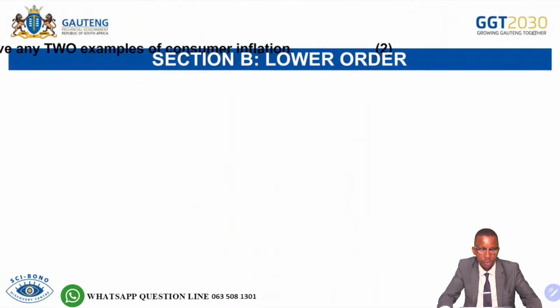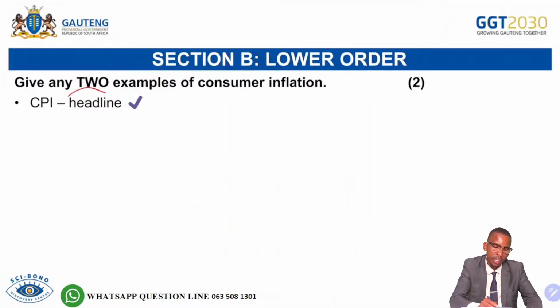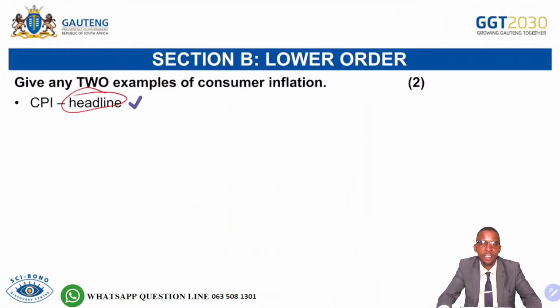Then we continue. Give any 2 examples of consumer inflation. Remember, now we are going to inflation. Remember, inflation is regarded as the significant increase in general price level of goods and services over a period of time. So if we talk about the consumer inflation here, we have 4 examples of consumer inflation. So I will quickly break them down. We have CPI inflation or headline inflation. This is the inflation that has not been adjusted. It has effects of the mortgage bonds or interest rate.